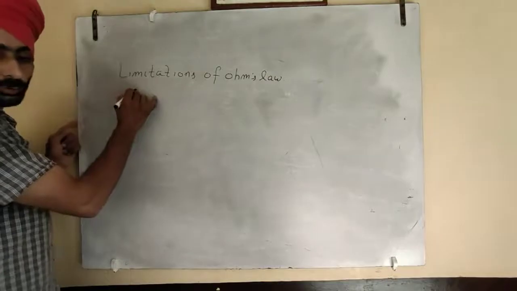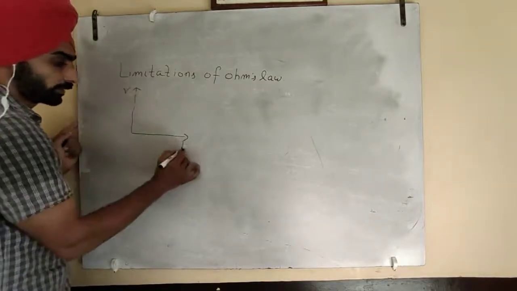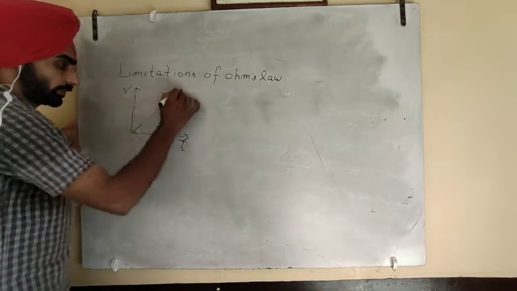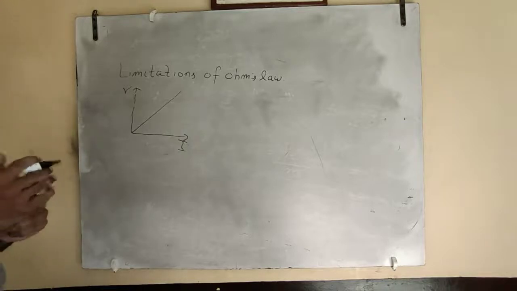So this is ohmic behavior. Here V, here I. A linear graph like this. So this is ohmic behavior. Okay.